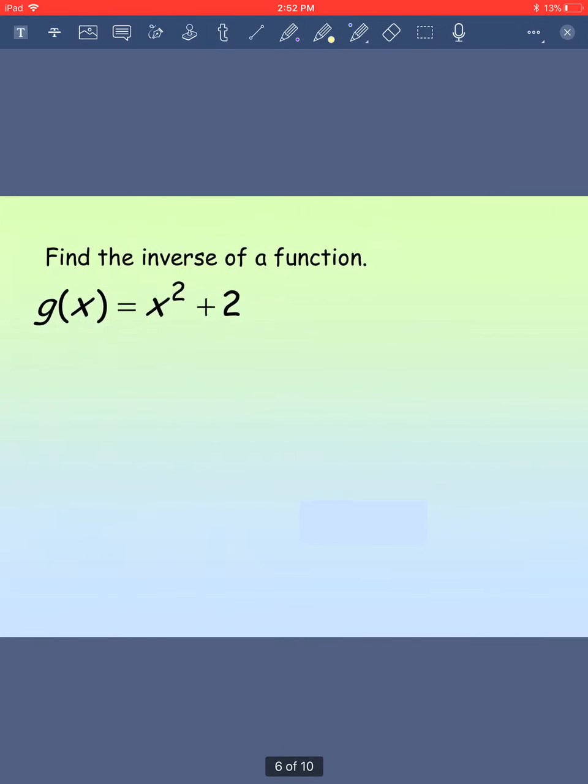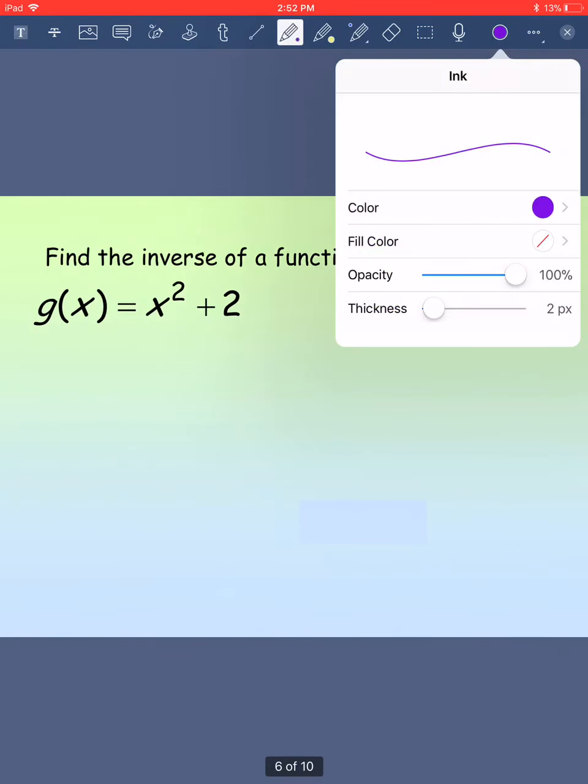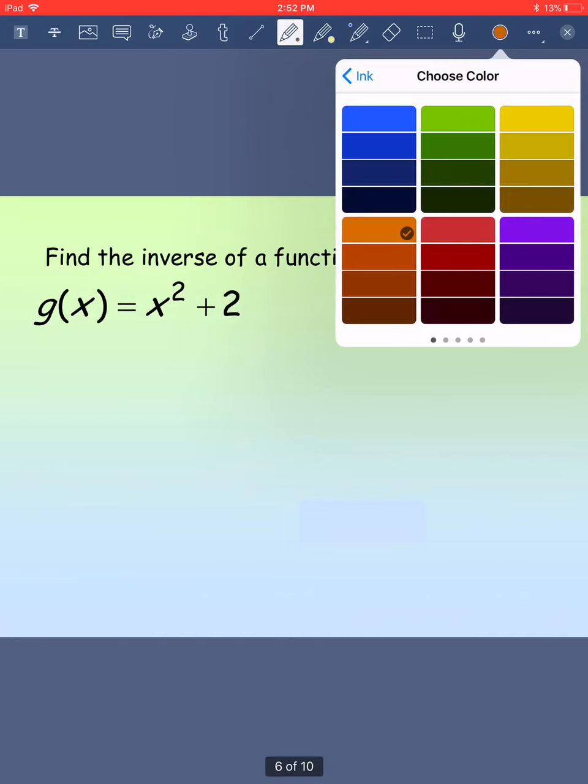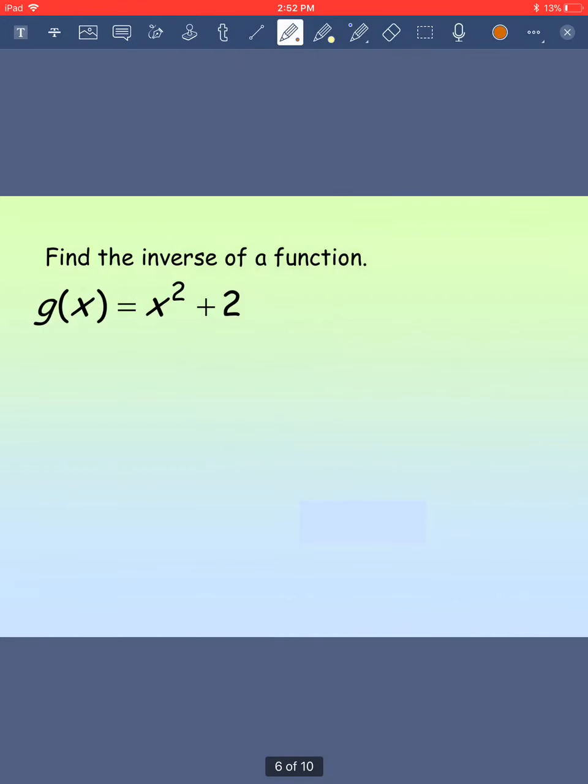I'm going to find the inverse of g of x equals x squared plus 2. First step, always write over your function notation as a y. So g of x, I'm rewriting it to be a y. And now I'm going to switch my x and y's. So x equals y squared plus 2.